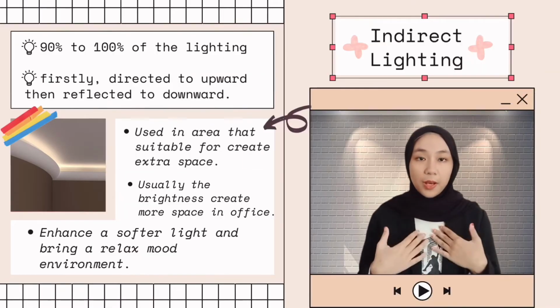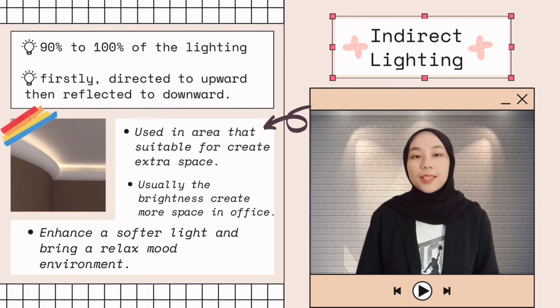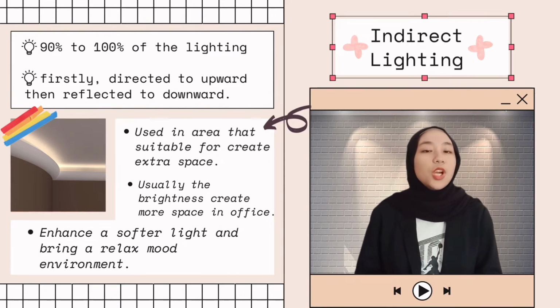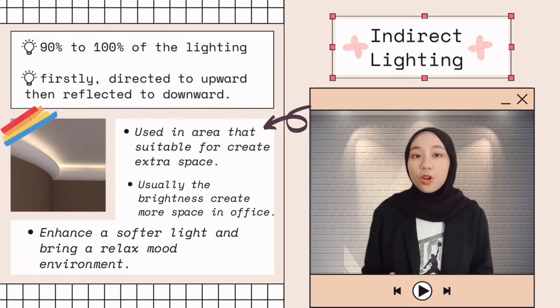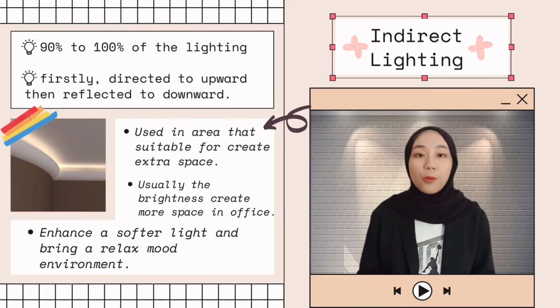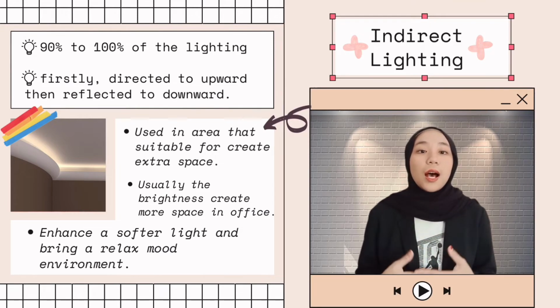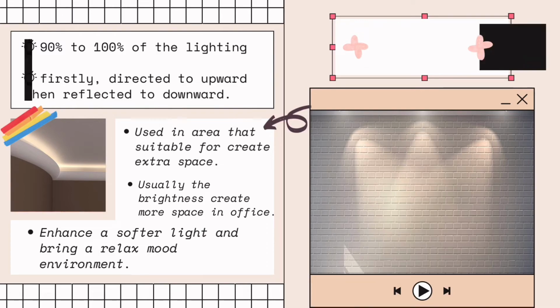Let's continue with my part, which is indirect lighting. Indirect lighting is a lighting system in which 90 to 100% of the illumination is first directed upward and then reflected downward. Usually this type of lighting is used to create ambience, with adjustable brightness for some spaces. Indirect lighting is commonly used in areas where a person or officer wants softer light to relax and not be crowded with full lights that can bring sickness. It can also set a calm mood in any environment.